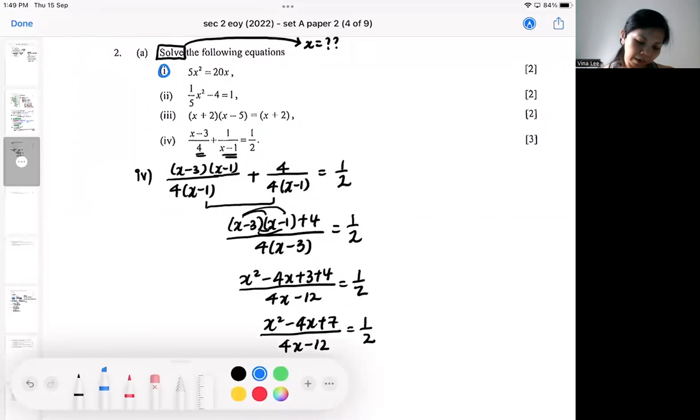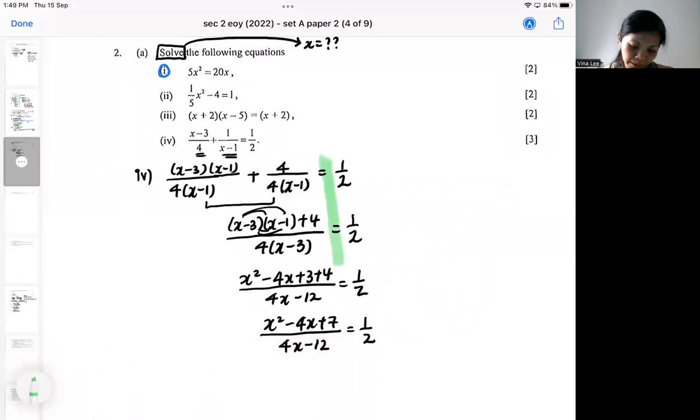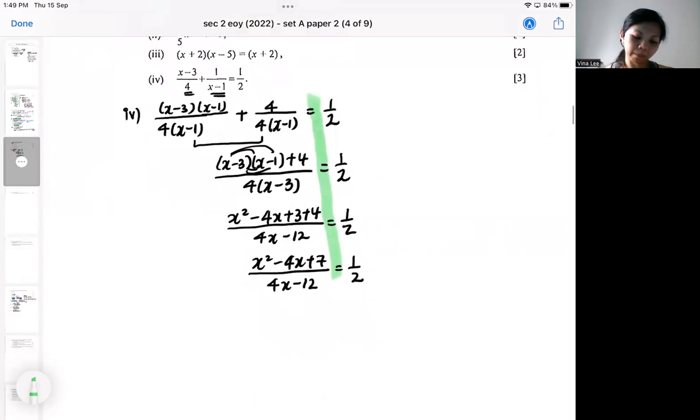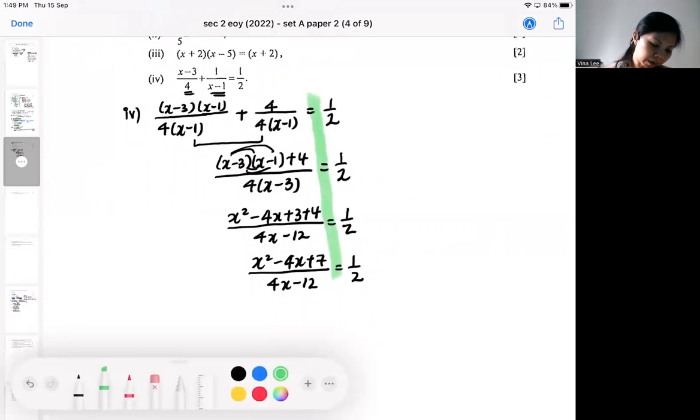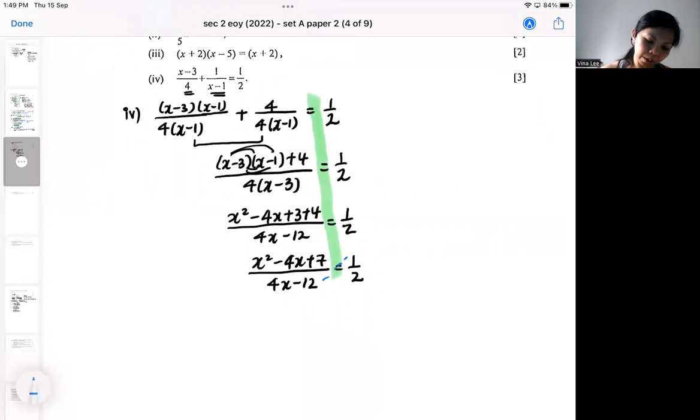And you realize so far I have been keeping my equal sign in a line. So there should be a flow. Line 1 flows to line 2, line 2 flows to line 3. So after these 4 lines, I'm ready for cross multiplication.